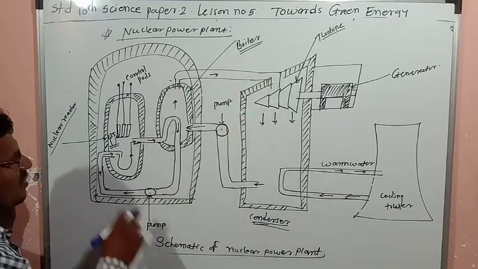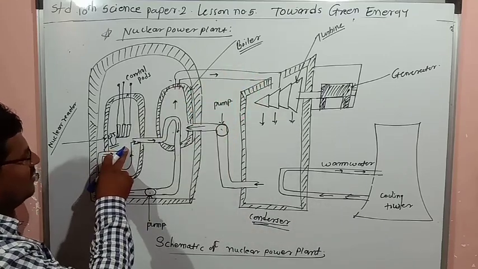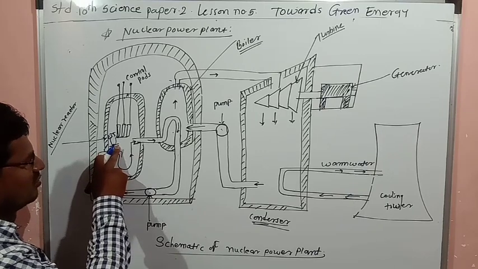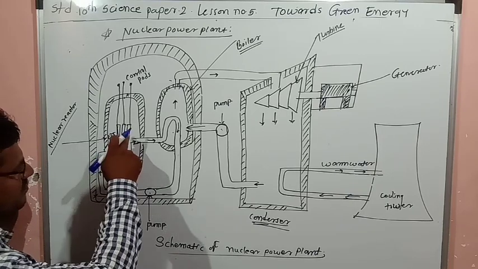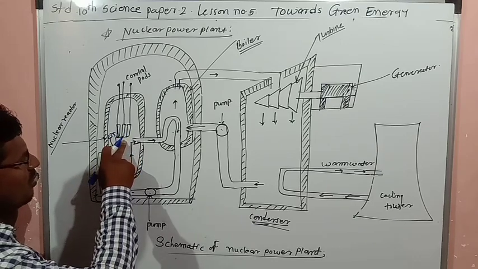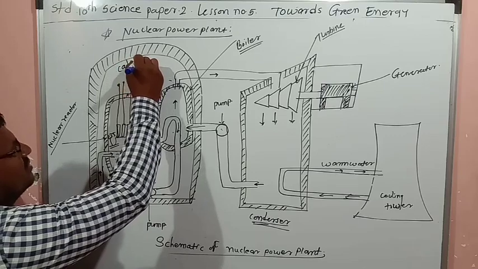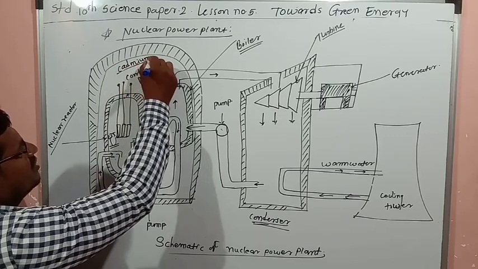So first, the nuclear reactor, in which nuclear fuel is used. Nuclear fission reaction is carried out, and here control rods are used, and you can say cadmium rods are used.